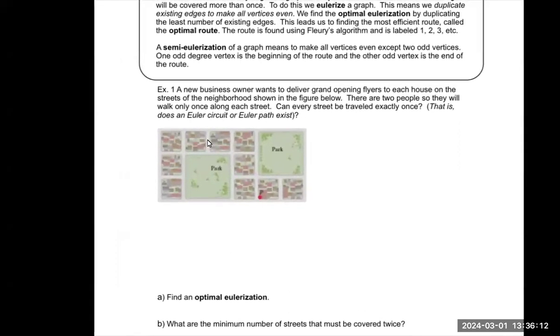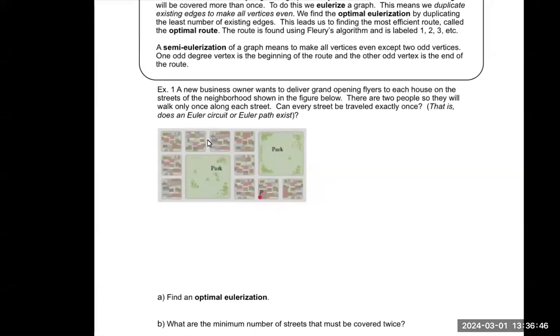A new business owner wants to deliver grand opening flyers to each house on the streets of the neighborhood shown in the figure below. There are 2 people, so we will walk only once along each street. And then they ask us, can every street be traveled once and only once? That is, does an Euler circuit or Euler path exist?